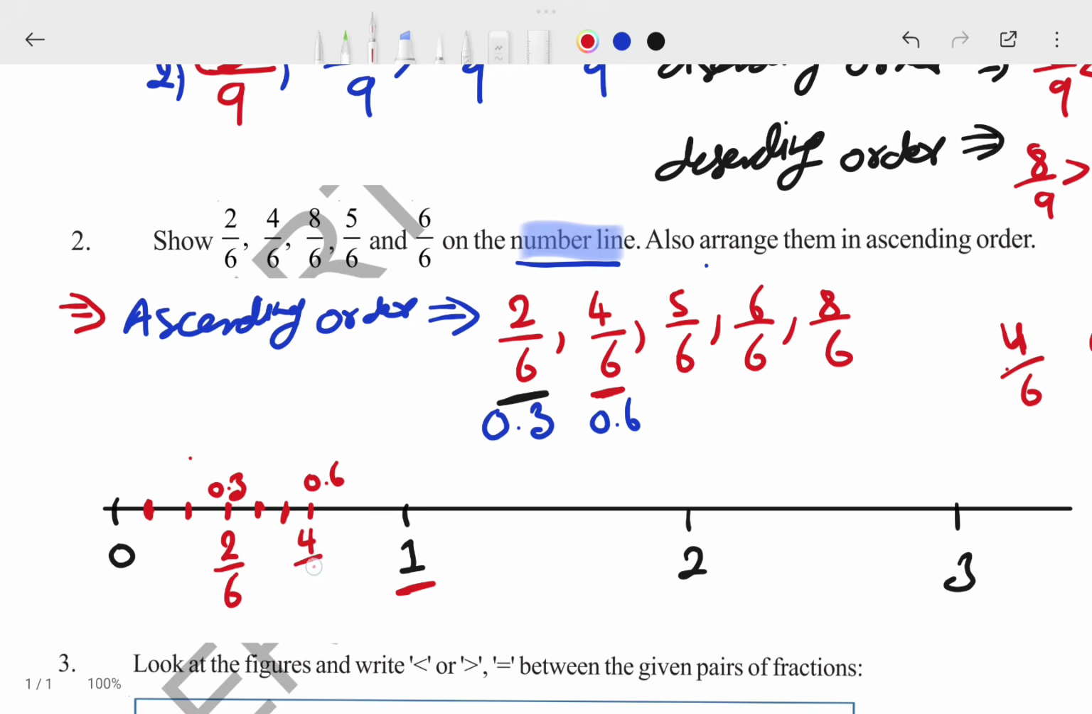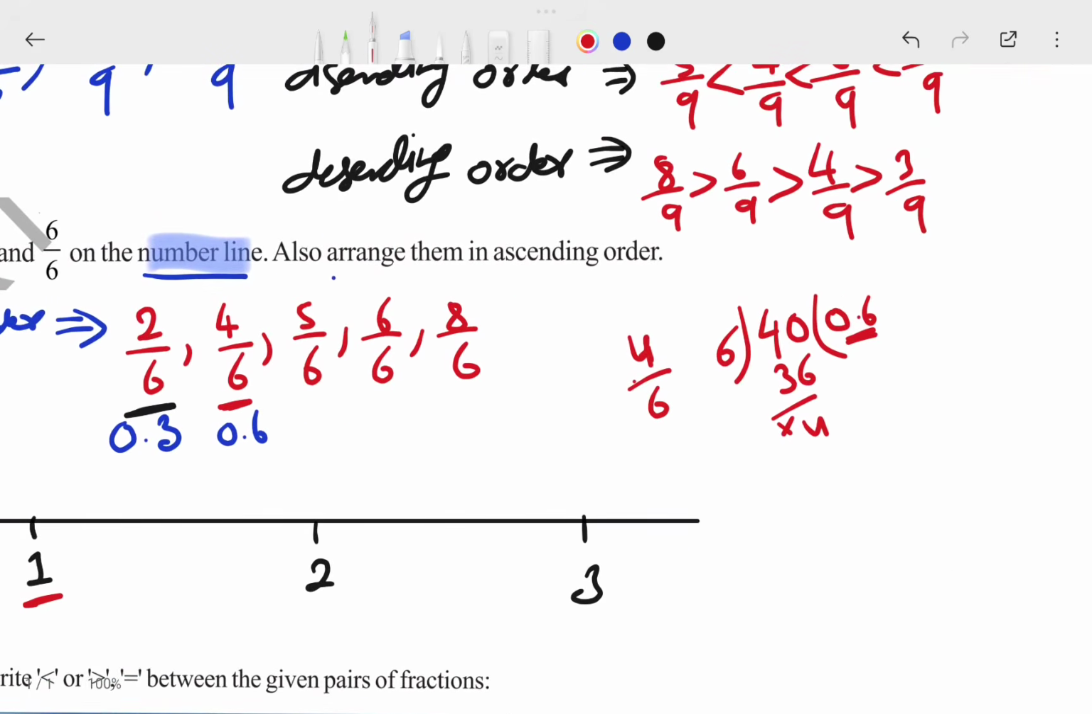So 4 by 6 is here, simply. Okay, after that, is it clear? Now we are going to look at this again. We are going to see this one, 5 by 6. Okay, so this is given 5 by 6.